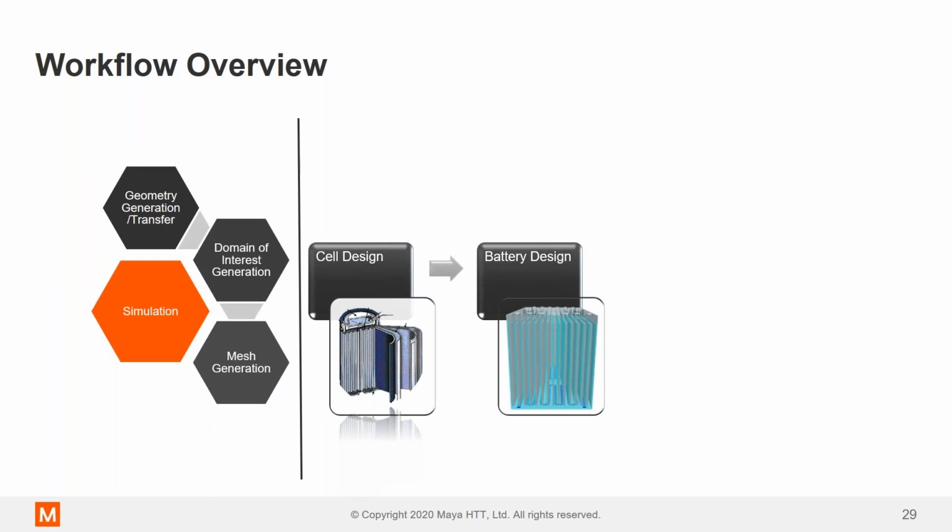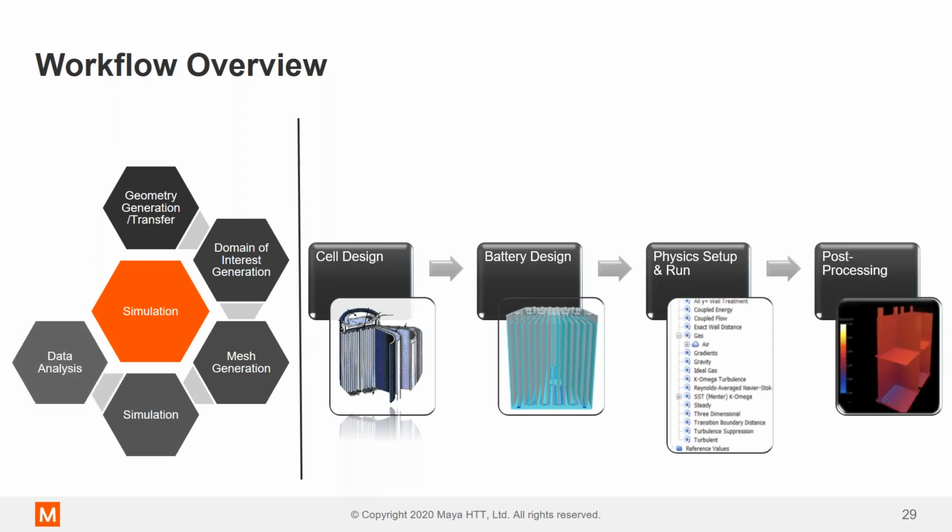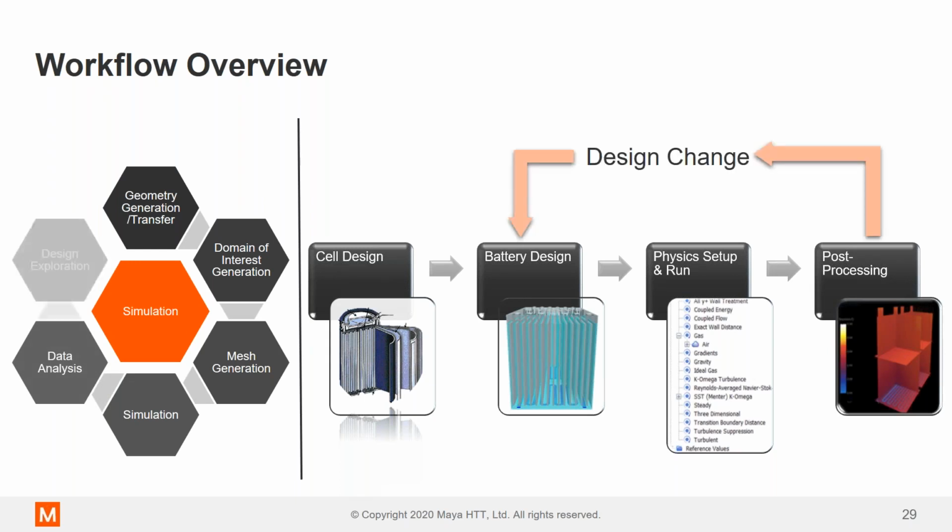Next, we're going to create the domain of interest and the mesh generation by passing that cell design from Battery Design Studio into Star CCM Plus. Then we're also going to set up all the simulation physics as well as run the simulation. We're going to analyze the data within Star CCM Plus, and then finally drive a design change to push for design exploration.